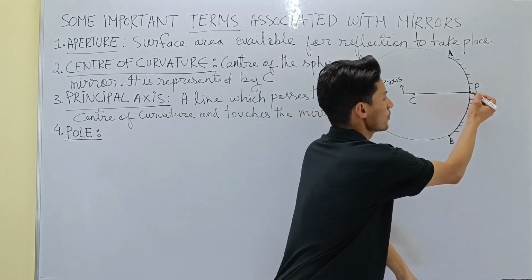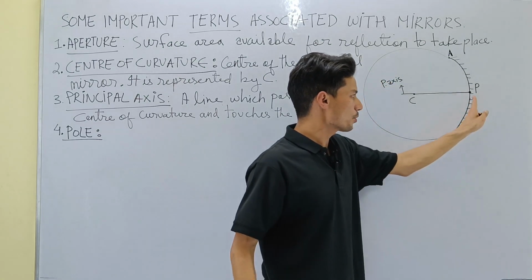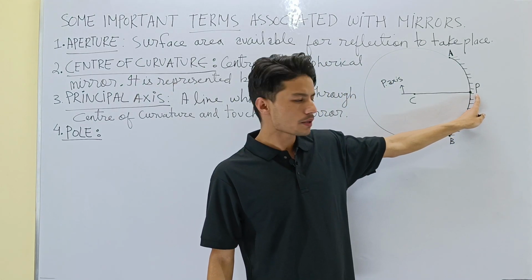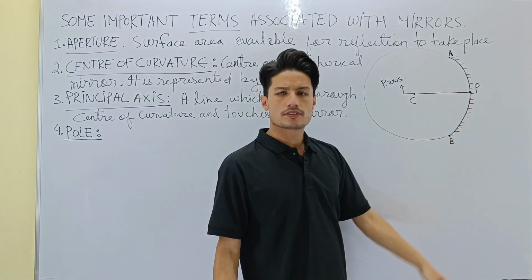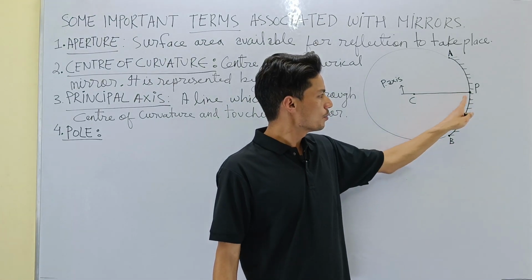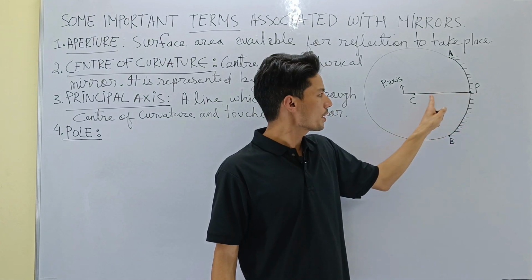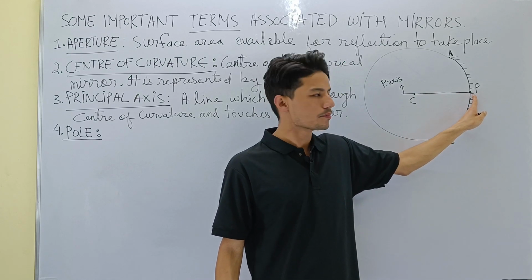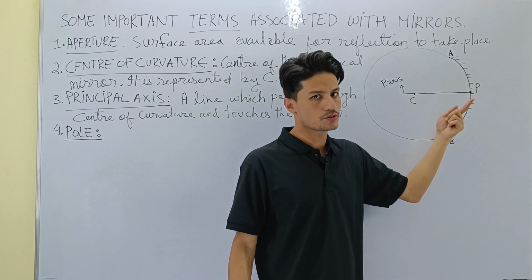So this point we're talking about is called the pole. And how do you define the pole? Pole is where the principal axis strikes the mirror. That is also a good definition. This pole is where the principal axis strikes the mirror, meaning it touches the mirror. We can also write it like that.